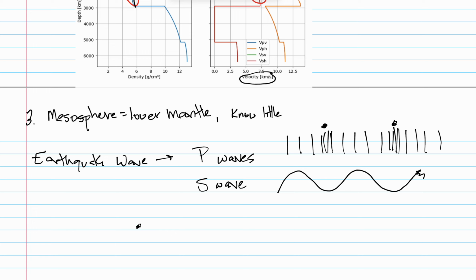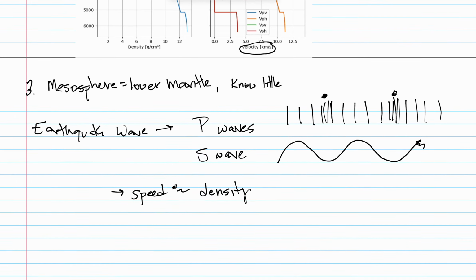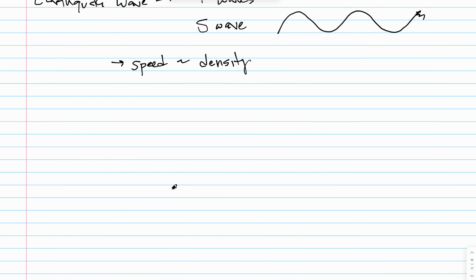Another thing I would like you to know about earthquake waves is that the speed of the wave correlates with the density of the rock. And so by measuring earthquake speed, we can also make estimates for the density of the interior.